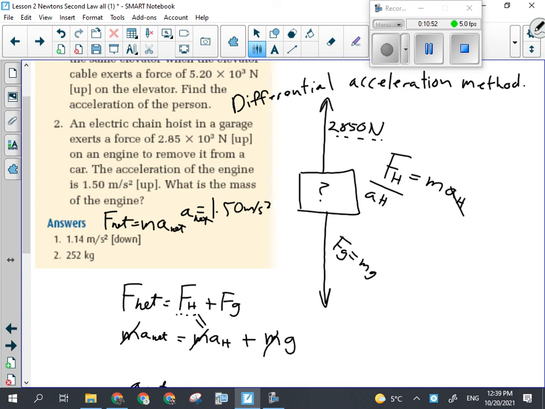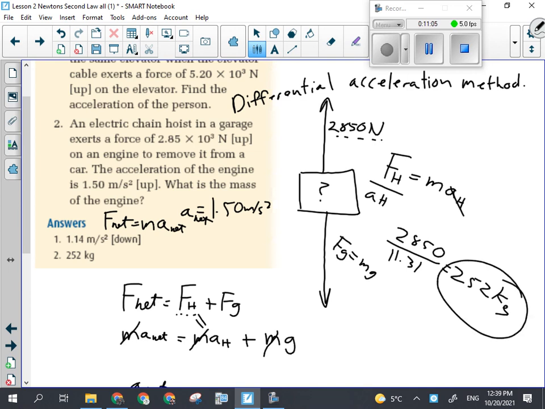Okay, now I'm solving for the mass of the engine. 2850 divided by 11.31 should give me 252 kilograms. Okay, very convoluted, right? But the most complex mathematical operation we had to do was dividing two numbers. Okay, we had a little bit of algebra in there, but okay, that was about it.